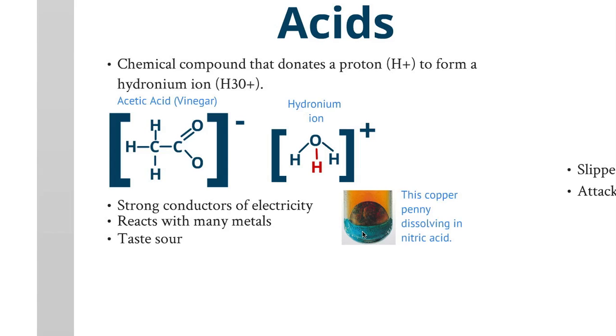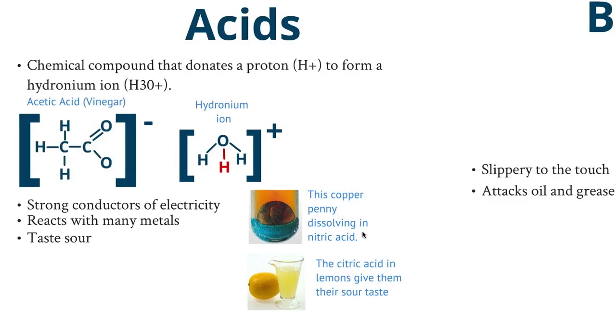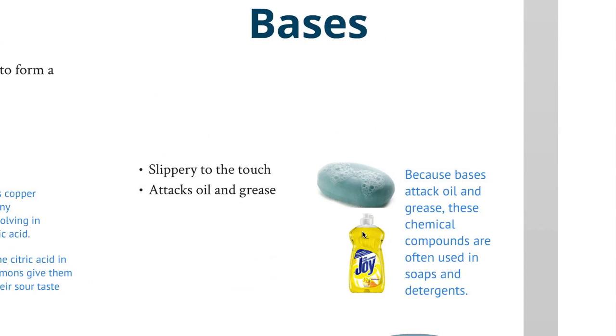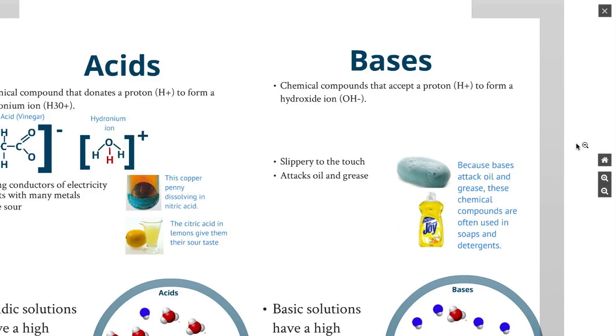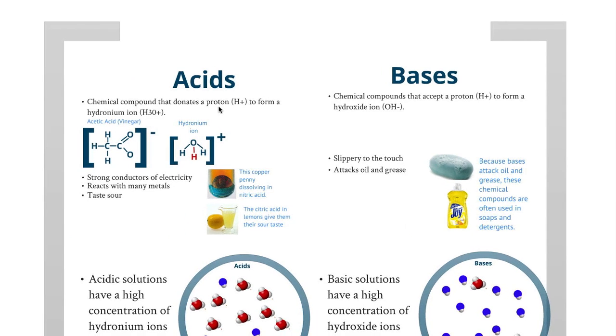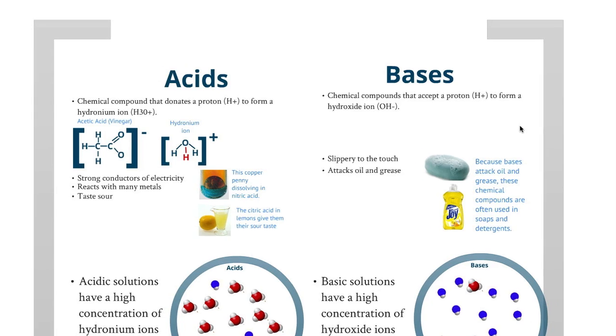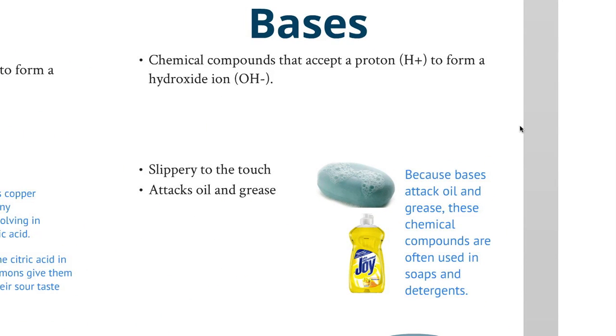Acids taste sour. That's another property of acids. The citric acid in lemons is what gives them their sour taste. Now let's look at bases. Bases are chemical compounds that accept a proton, H+, to form hydroxide ion. So while acids donated a proton, bases accept a proton. So they're like the opposite. And this is what that looks like.